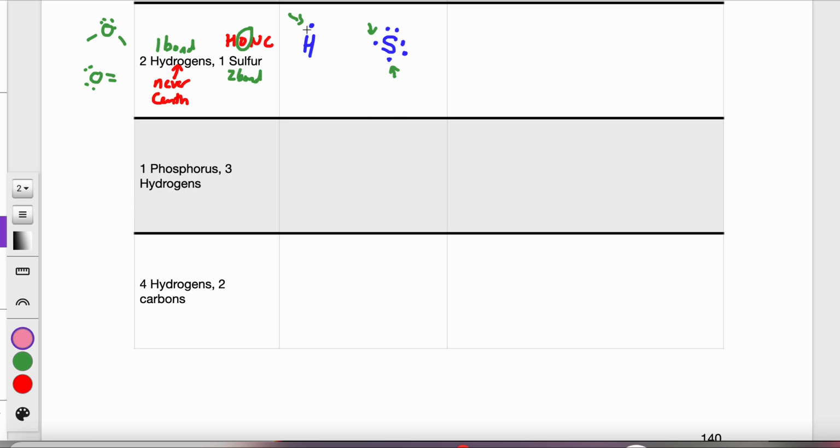So if you take a look here, hydrogen only has 1 unpaired electron. Its only electron will pair up with one of sulfur's electrons. This hydrogen does not have the capability of forming a second bond. So that means sulfur cannot be forming a double bond. It's not a possibility.